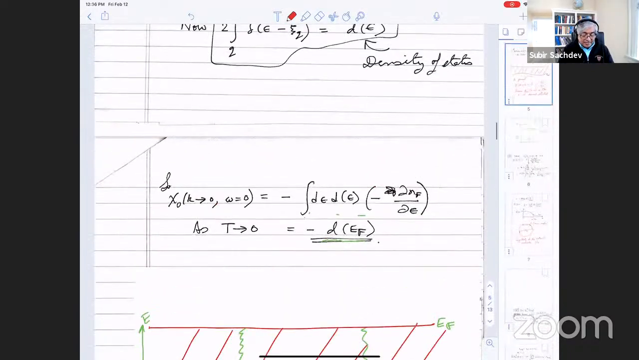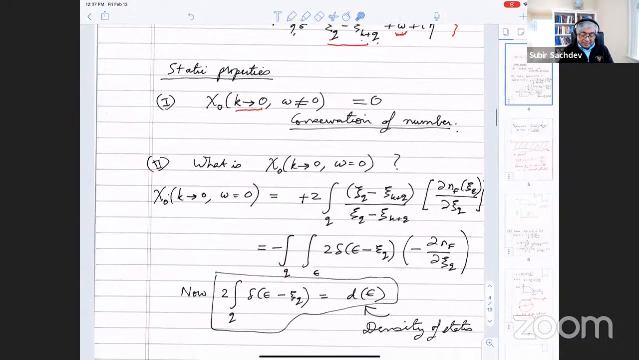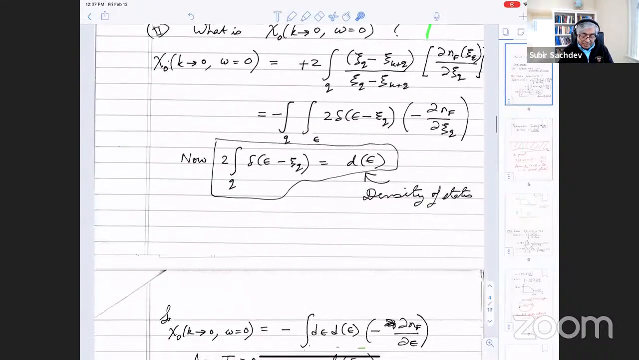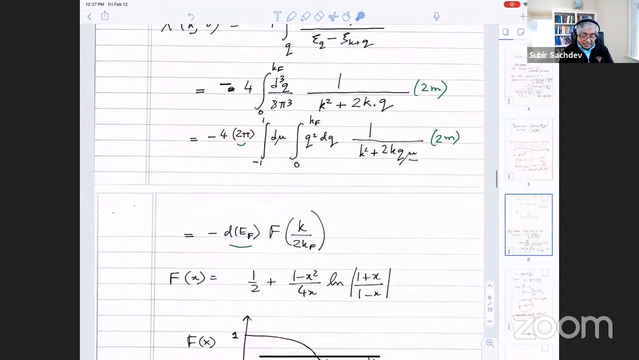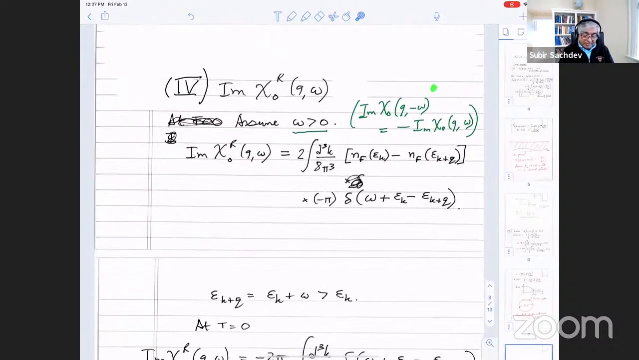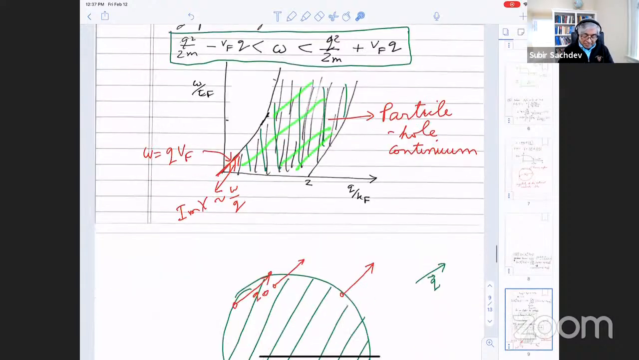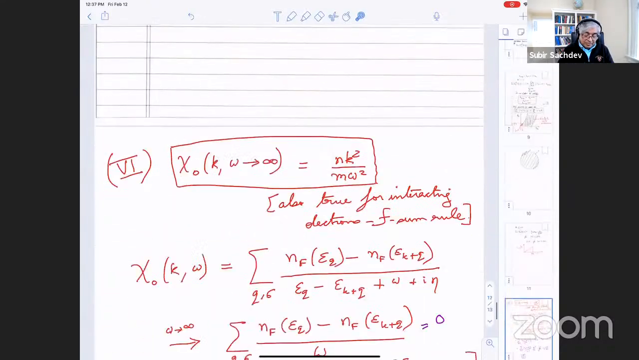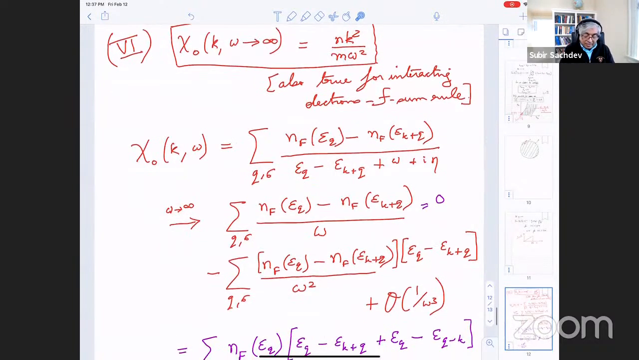And just to summarize, there were six properties. Property one is that there's no response to spatially uniform perturbations because of conservation of number. The response to a slowly varying static perturbation is the compressibility or the density of states. The response to a not slowly varying static perturbation has something singular at 2kF. The finite frequency response is dissipative, but there's dissipation only in certain regions of Q omega space, the so-called particle hole continuum. And finally, there's a sum rule. That the high frequency response is basically a free particle property, nk squared over m omega squared, where m is the free particle mass. And this will be very useful to us in sum rules and plasmons and so on.